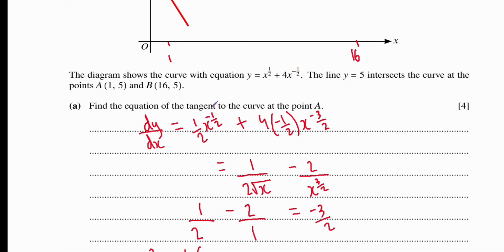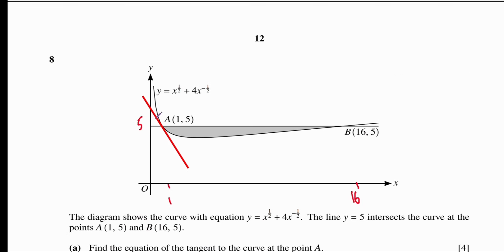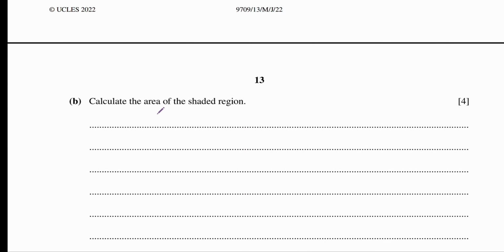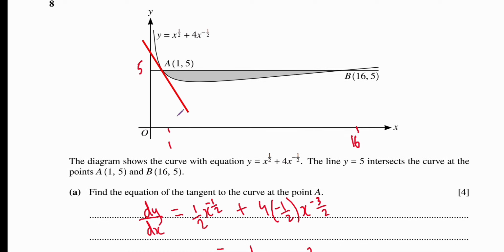So now we saw how differentiation can be useful for this curve. We can find the equation of the tangent at that particular point. Now let's look at the next thing. Calculate the area of the shaded region. So now we want to calculate the area of just this thing right here. So far with integration we learned that, let's say I had this right here.